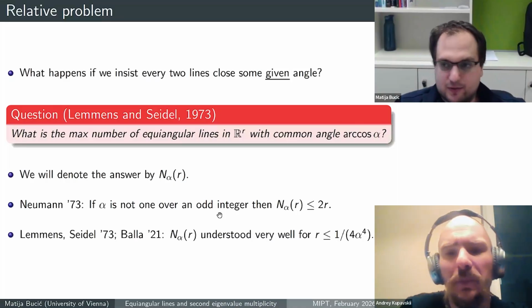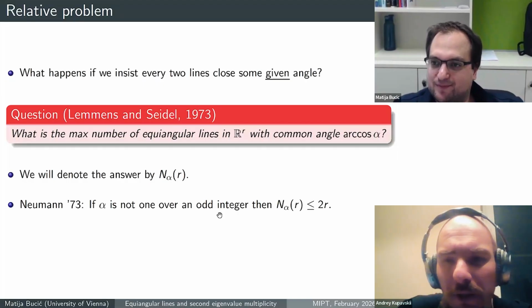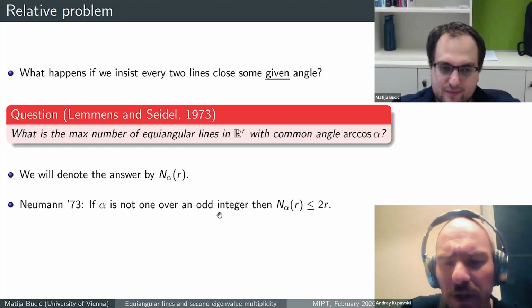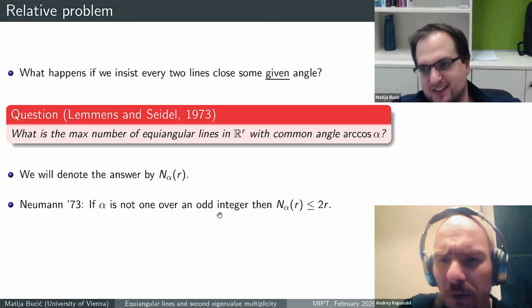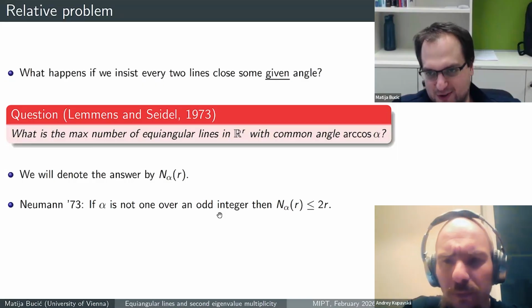Can I ask a couple of quick questions? Sure. So alpha here is just the scalar product, right? Yes, precisely. We'll see that in a moment. That's why it's chosen in our cosine.